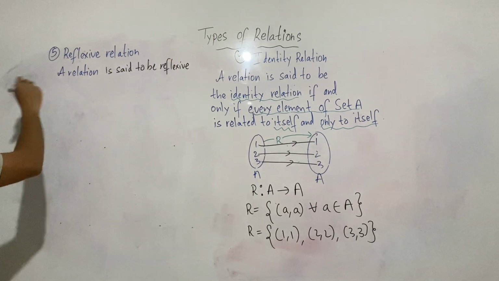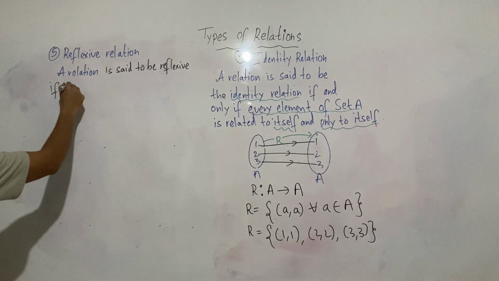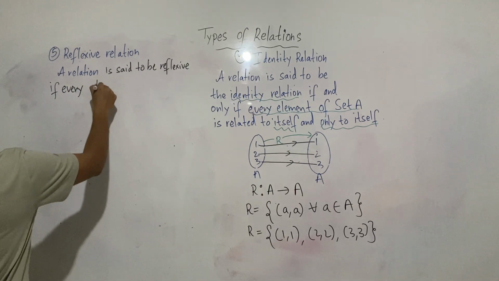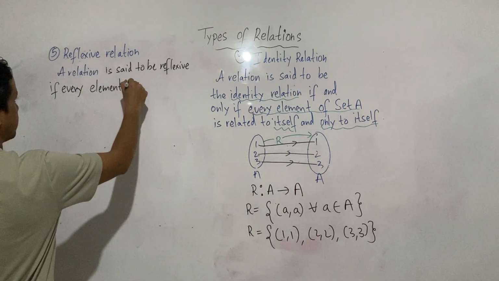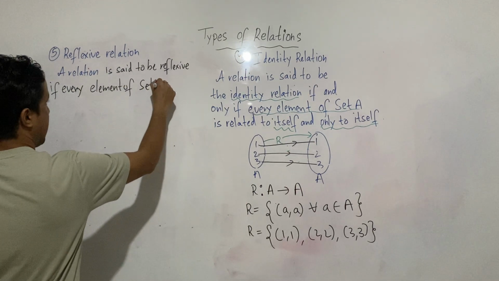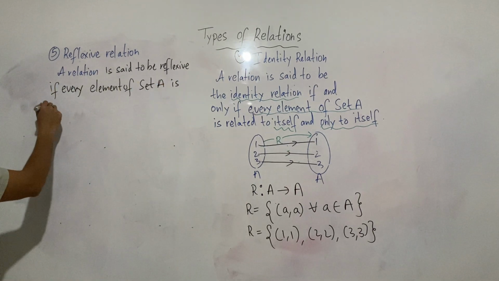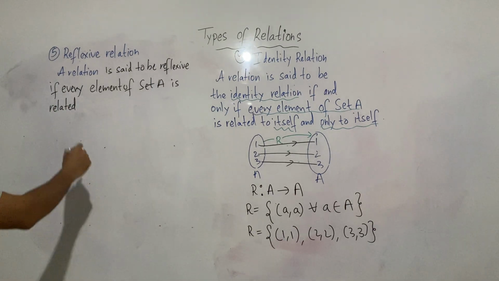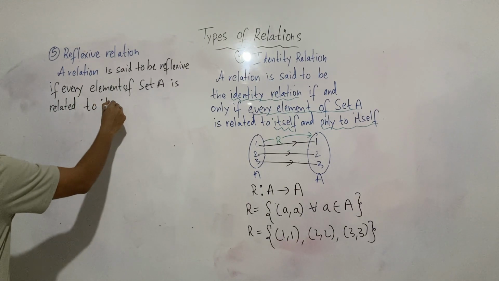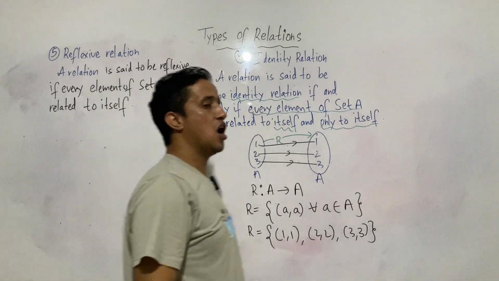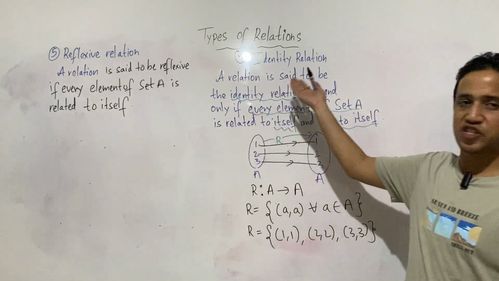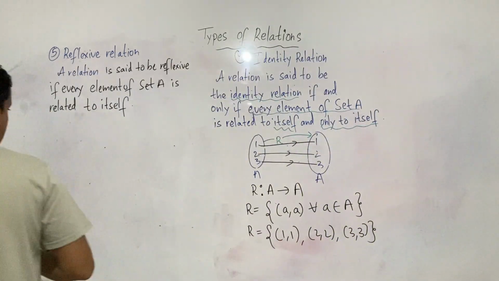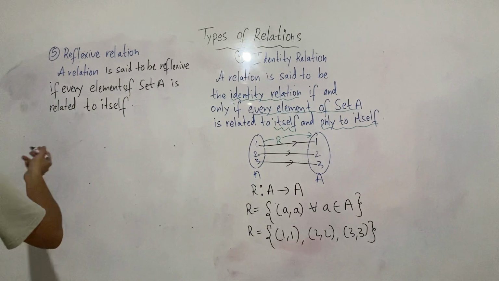if every element of set A is related to itself. Okay, now you will say that it is similar to identity relation, but it is not. We have to read it carefully and understand what it means. Let's say that again.